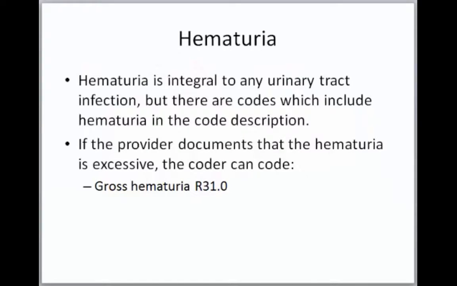Hematuria is something that is integral to any urinary tract infection. Sometimes the blood is microscopic, meaning you can only see it with a microscope. Sometimes you can see it with the naked eye, and that's what's called a gross hematuria, like if the urine is red because it's so bloody. If the provider is documenting that hematuria is excessive, then you would code the gross hematuria, but otherwise you just know that hematuria is integral to any urinary tract infection, and you do not code it.